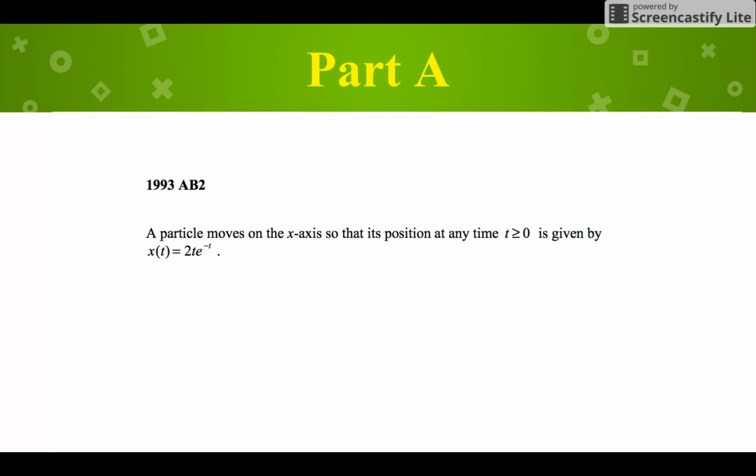So starting off, the question is, a particle moves on the x-axis so that its position at any time t greater than or equal to 0 is given by x of t equals 2te to the negative t. So basically what this is saying is it's moving horizontally, only on the x-axis, so think of it like a number line, and at any time, you can figure out where the particle is by plugging t into the equation. Part A is find the acceleration of the particle at t equals 0.